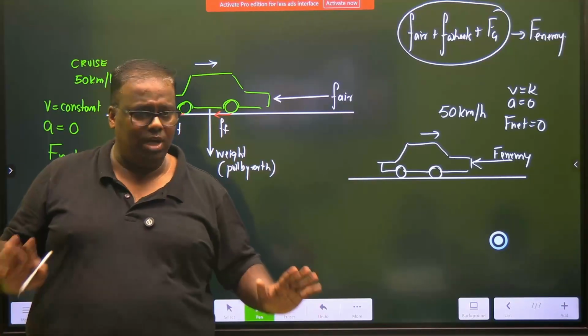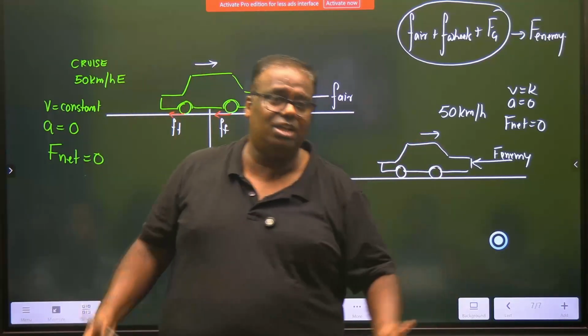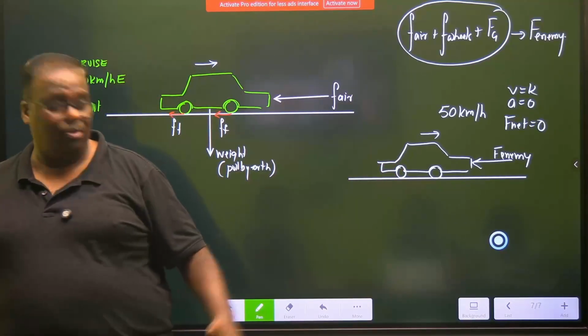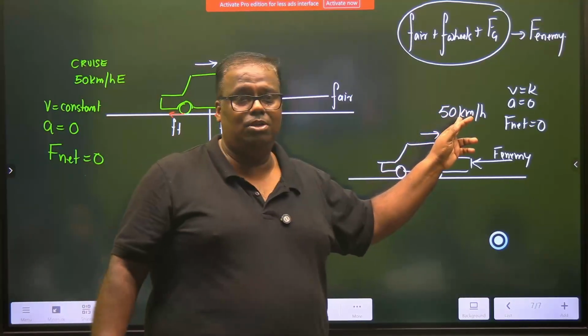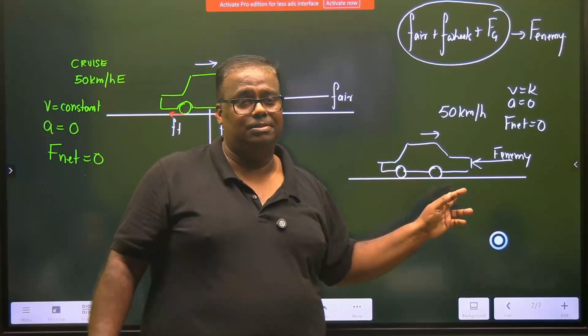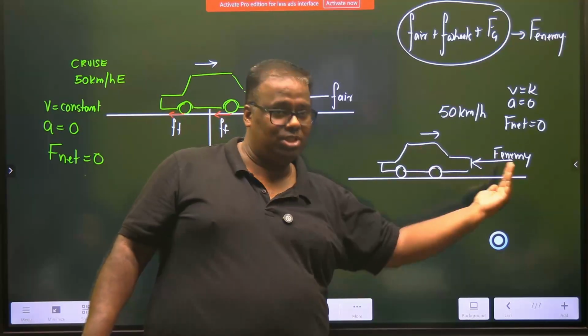No, but F net has to be 0. Give me the explanation how the F net is 0. Because if the F net is not 0, the vehicle should retard. There is a Dushman force which is acting against you.